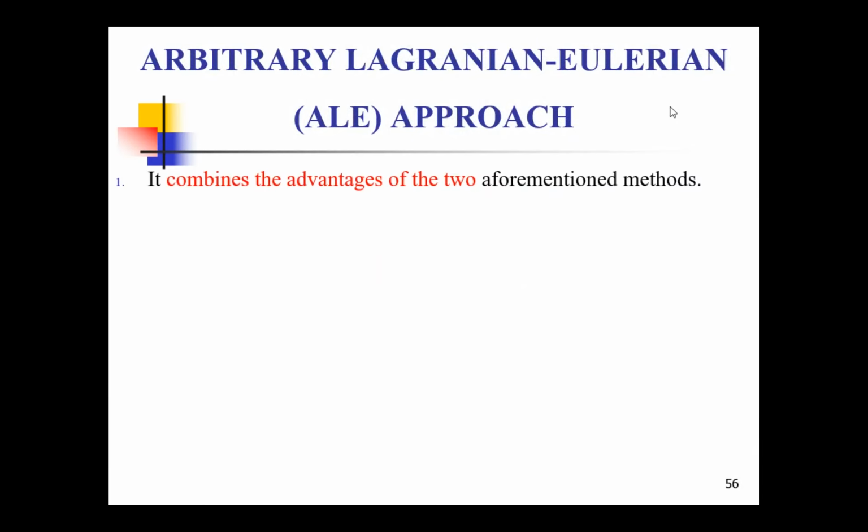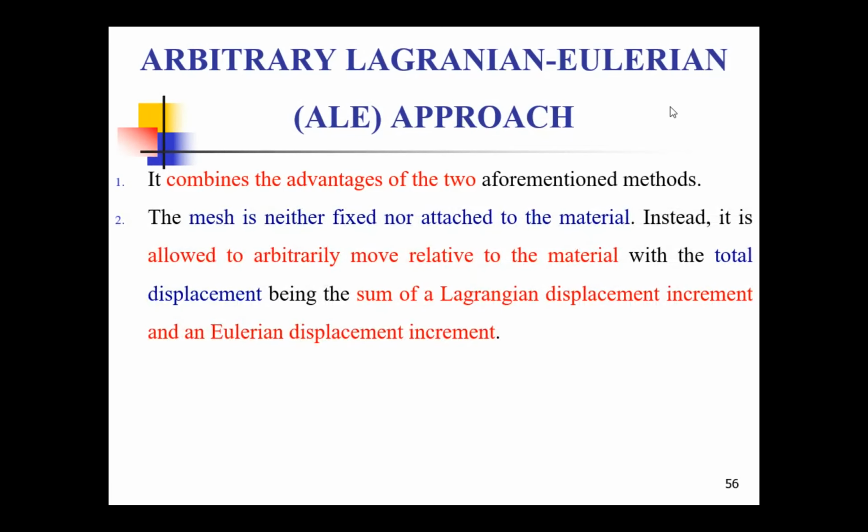Now we are going to combine both the Eulerian and Lagrangian approaches. Okay, so it combines the advantages of the two. So in the case of Eulerian, the element is spatially fixed with respect to the volume. And in the second case, the Lagrangian, the element is fixed to the material. So here in the ALE, arbitrary Lagrangian Eulerian approach, the mesh is neither fixed nor attached to the material. So it moves arbitrarily. So randomly it moves relative to the material.